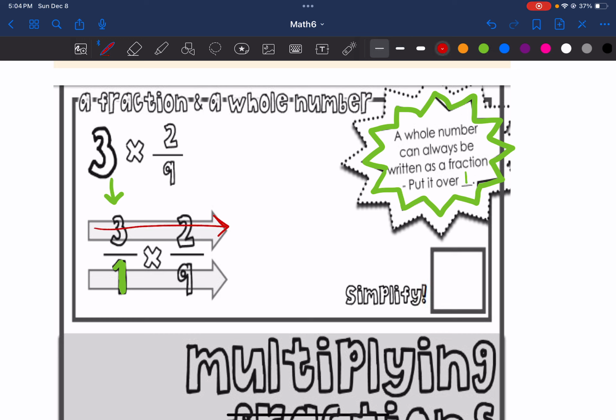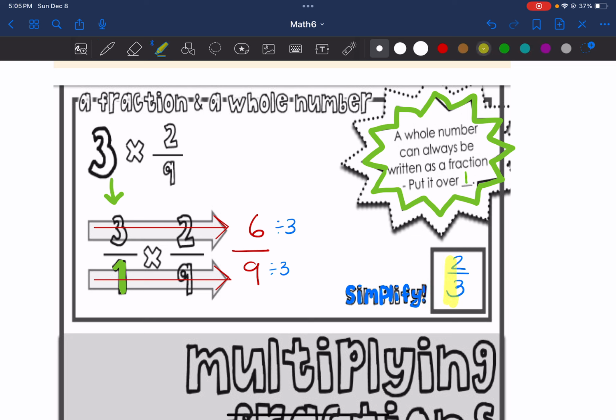Multiplying rules is you don't need a common denominator. You can multiply directly across. So that's kind of different than when you're adding and subtracting. So we get 6 over 9, and we know we should always simplify when we can. What number goes into 6 and goes into 9? Good. We're going to divide by 3, and that will give us our final answer of 2/3.